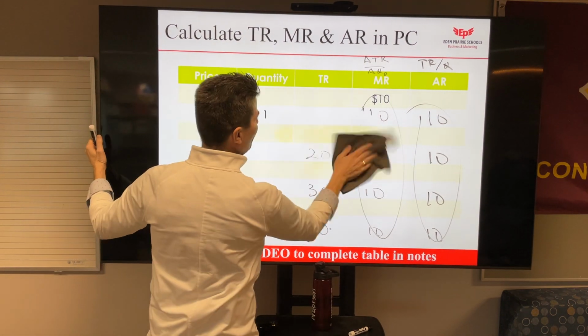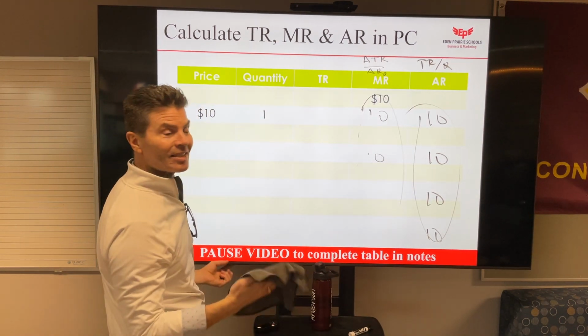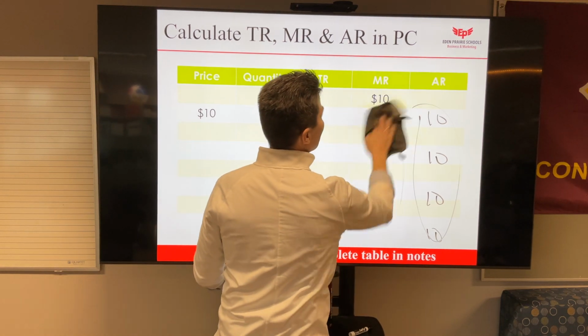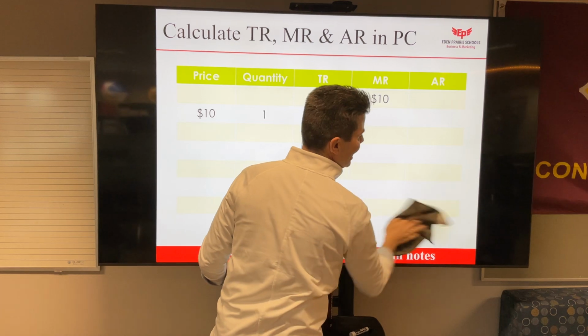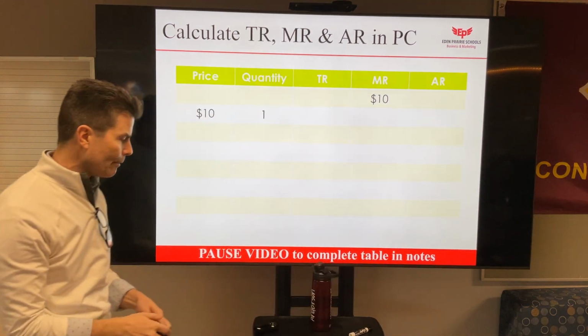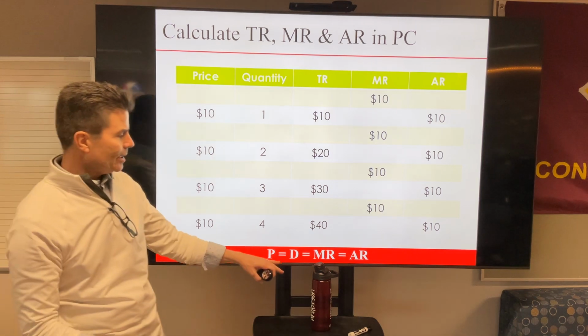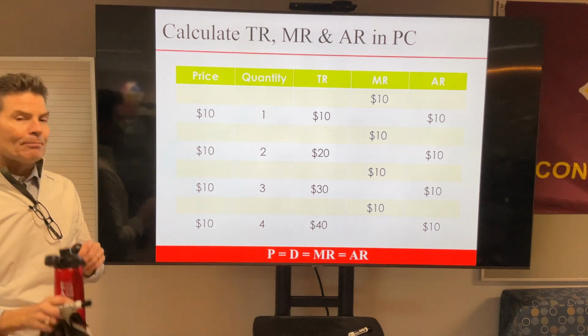And again, it's all because perfect competition is a price taker. Since they're taking the price from the industry, their price is never going to change. It's going to be the same amount for every single one, right? So this is the calculations again as we did this. And as you see down here, we proved that price equals demand, that equals MR, that equals AR.